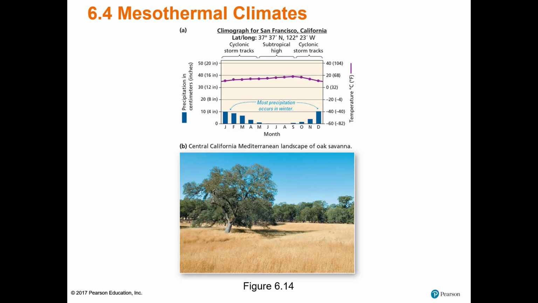Here's an example of San Francisco, California, a mesothermal climate where most precipitation is occurring in the winter, and there are dry summer months. These dry summer months are due to a subtropical high.